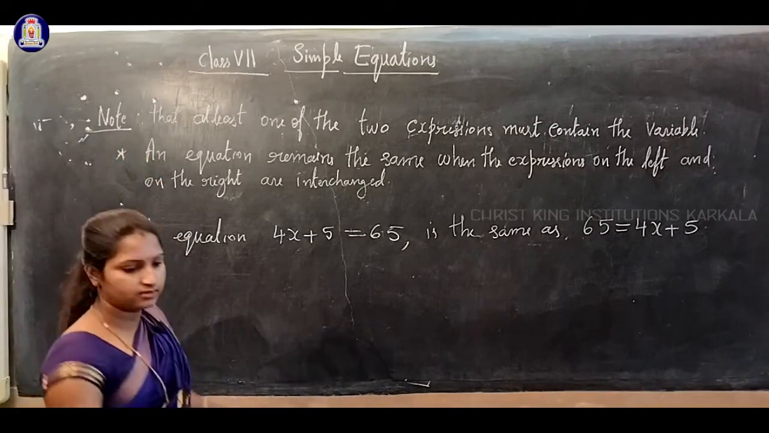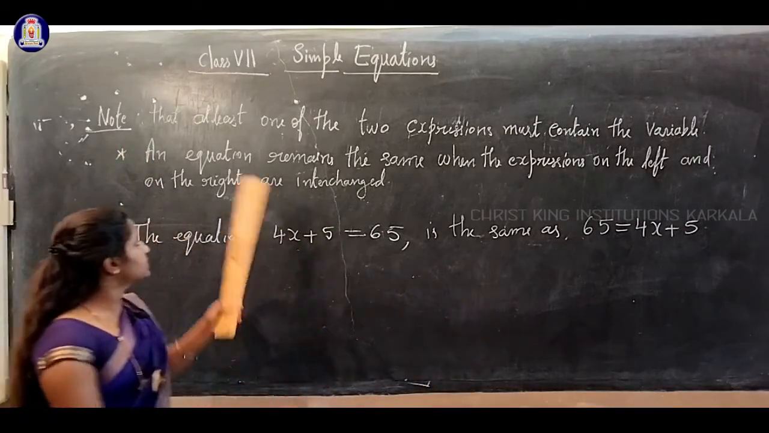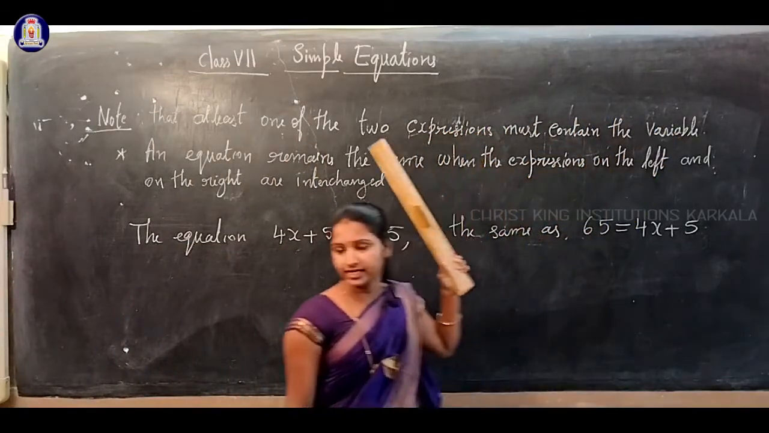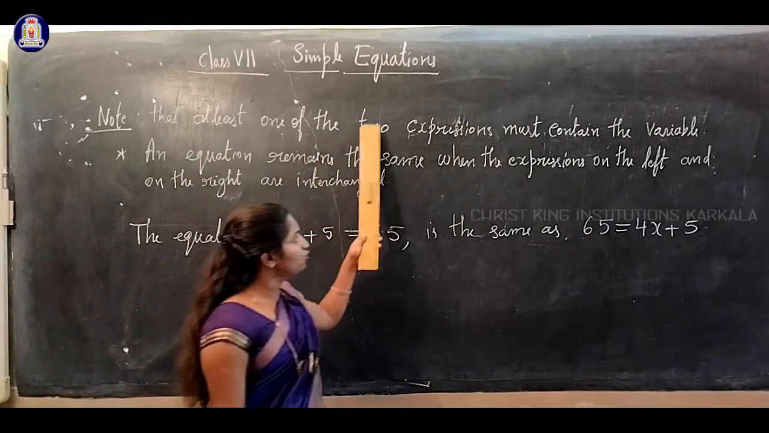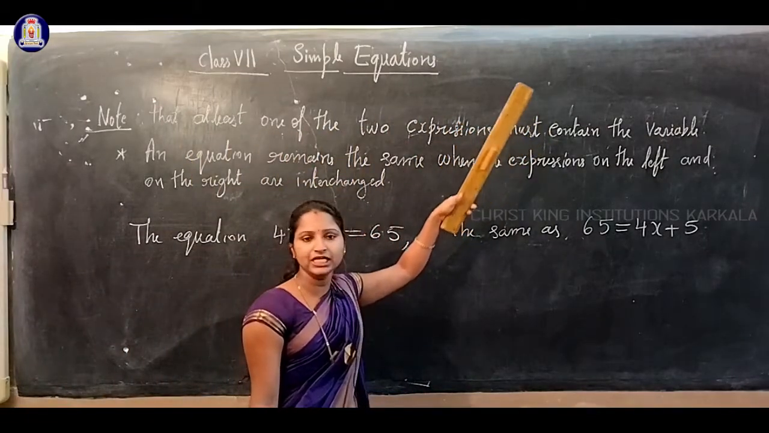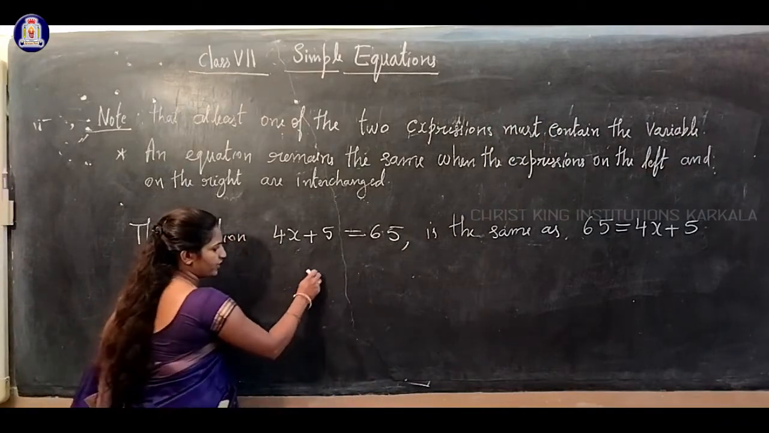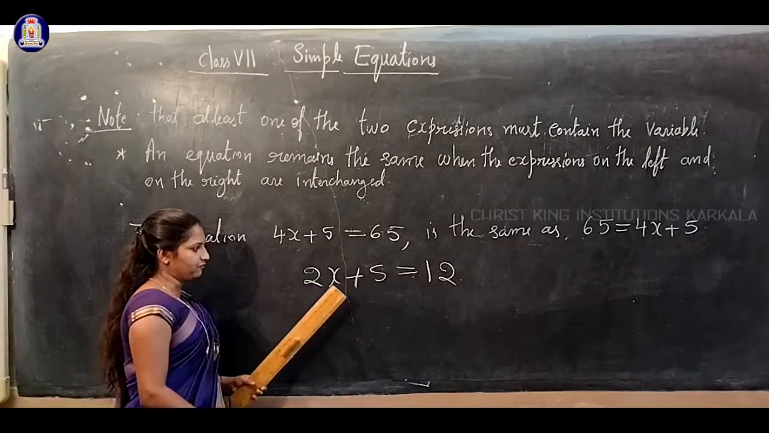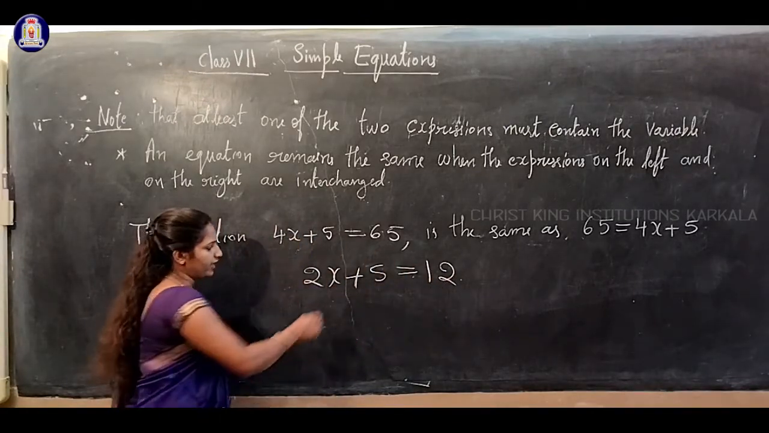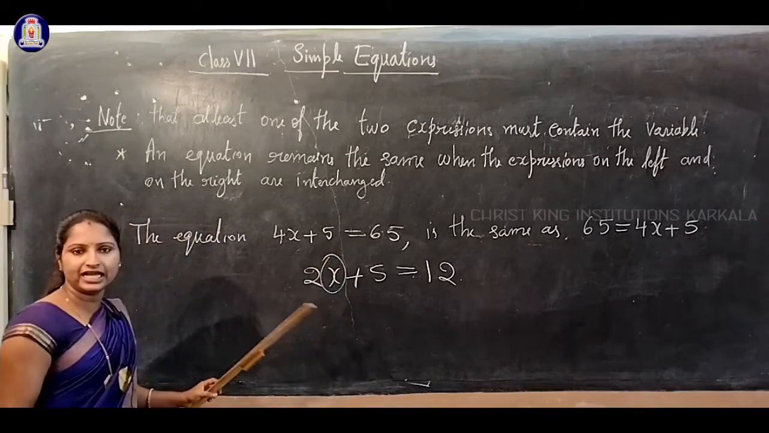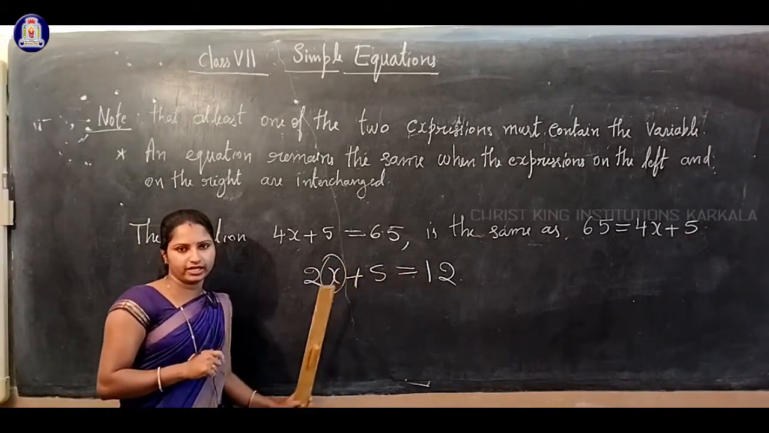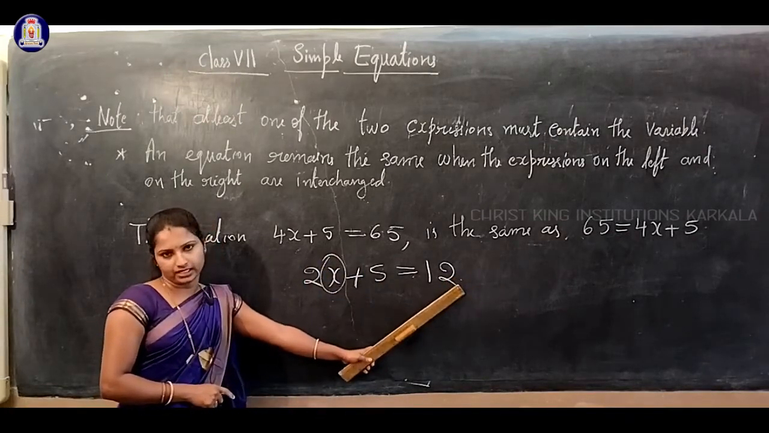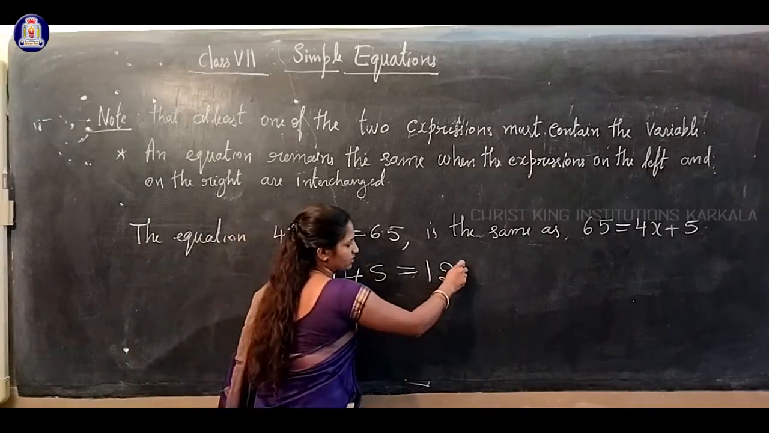At least one of the two expressions must contain the variable. That means if you write any equation, see, this is an equation, right? So in the left hand side and right hand side, we can find a variable. It must contain one variable on any side, meaning it may be on the left or it may be on the right. Clear? Same variable. Here it is x, and here also we get x.